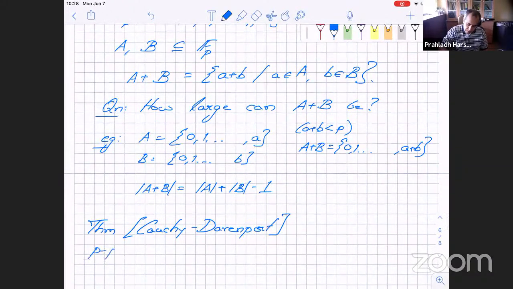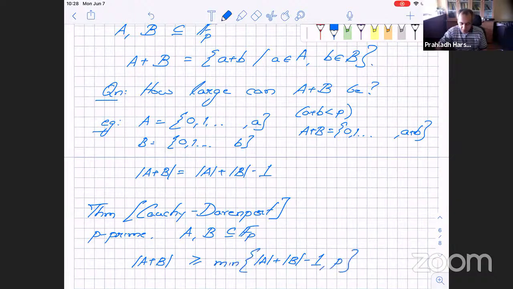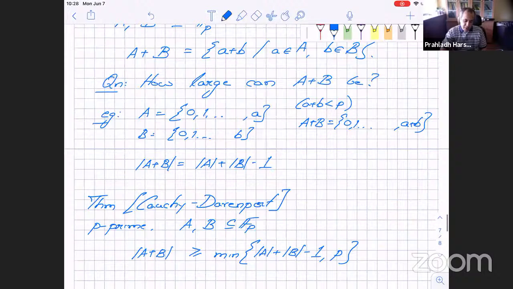So P prime, A and B subsets of F_p, then the size of A plus B is greater than or equal to, I want to say, size of A plus size of B minus 1. It's almost true, except that if this number goes larger than p, certainly A plus B can't be more than the number of elements in the field. So it's going to be the minimum of this and p. So that's the Cauchy-Davenport theorem.